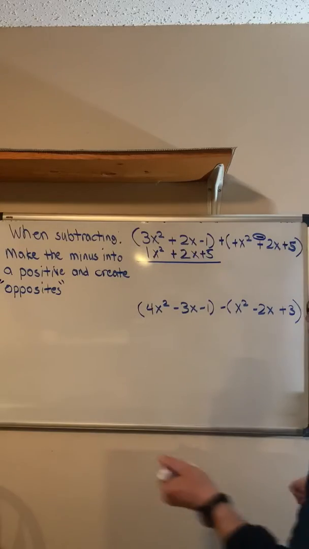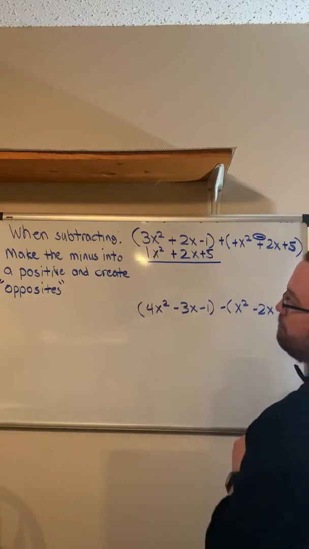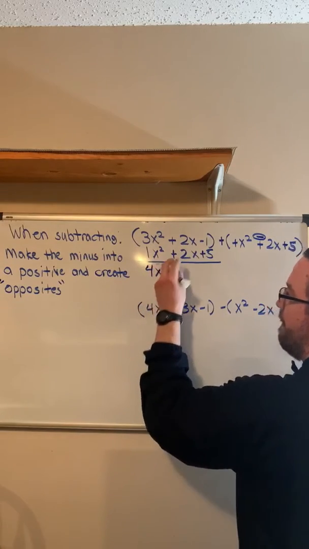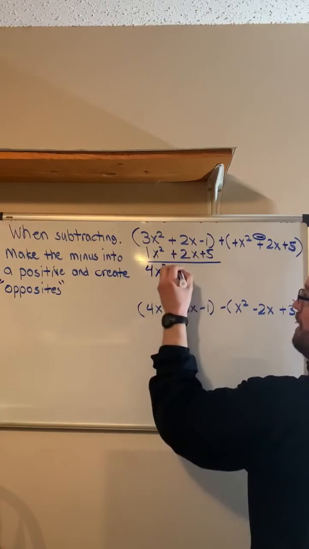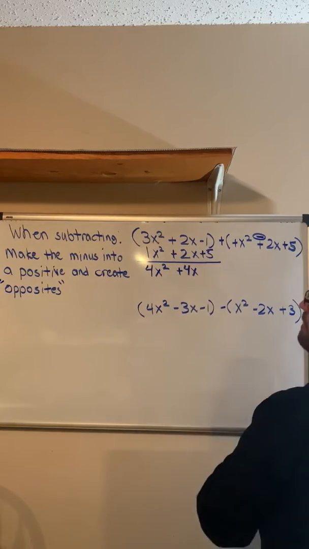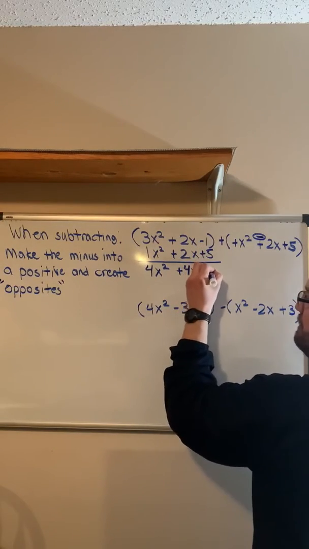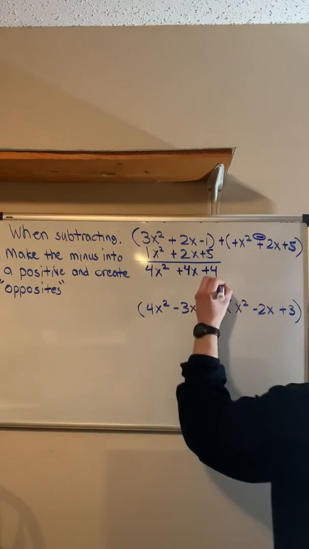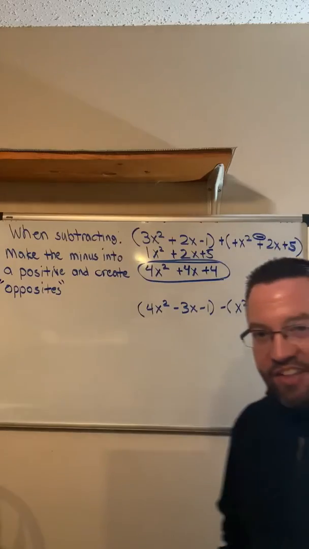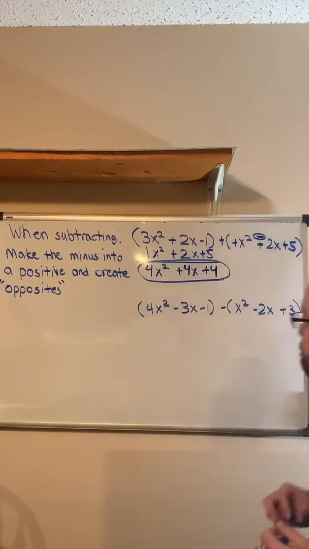So here we go. 3x squared plus 1x squared is 4x squared. 2x plus 2x is another 4x. A negative 1 plus 5 gives me a positive 4. And I'm all done. And notice that I have 3 unlike terms, and I'm all set.